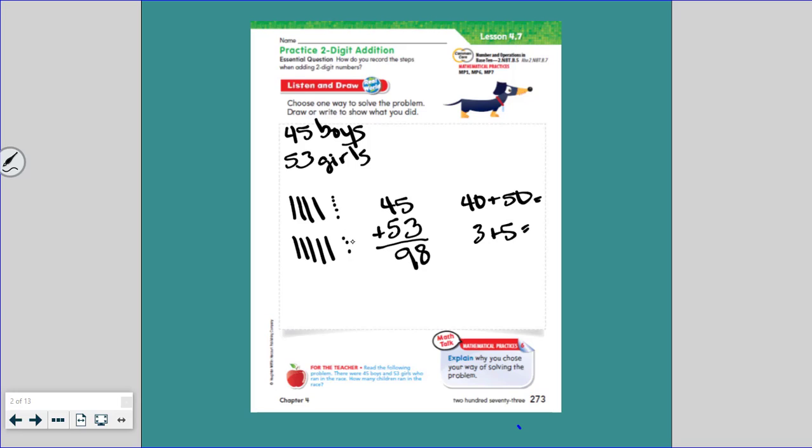We could go this way, so 5 and 3 is 8, so 8 ones, and then we have 9 tens, so 98. We could do it this way, 40 and 50 equals 90, and then 3 plus 5 equals 8. And then we could take these numbers right here and add those together, and we get 98. Okay, so there's a few different ways to solve it. And so the Math Talk question says, explain why you chose your way of solving the problem. Without me being able to hear your explanations, it's really up to you. What way works best for you, okay?